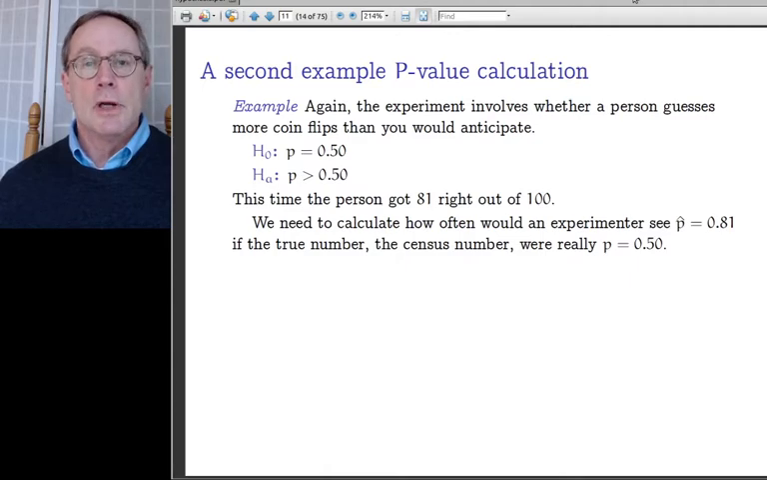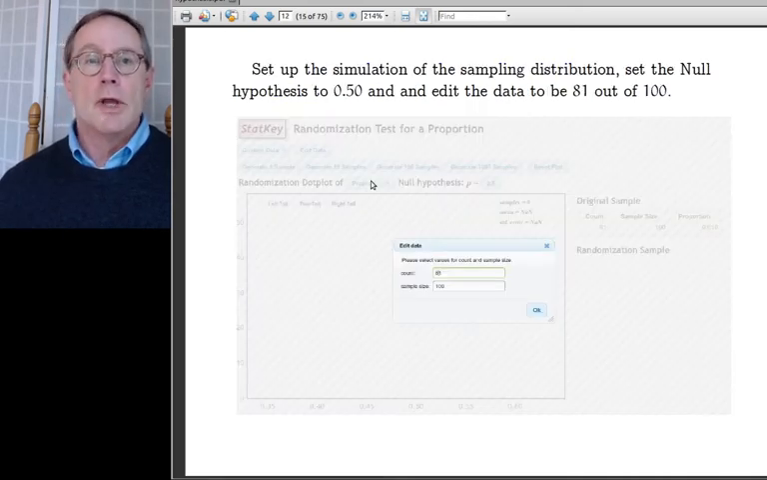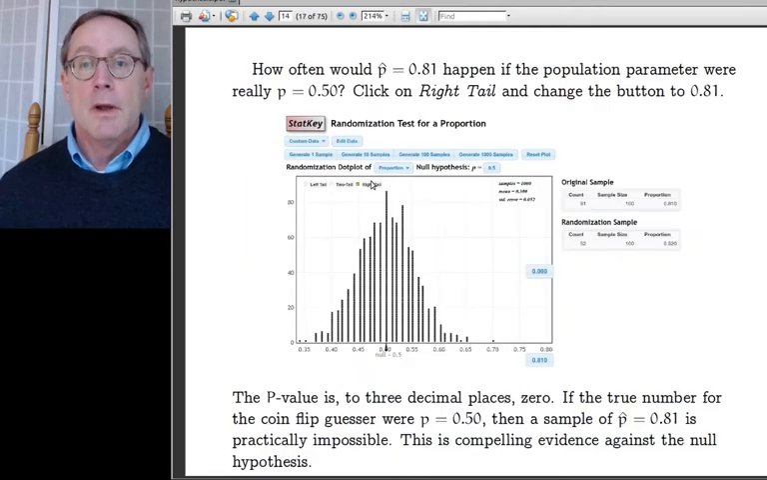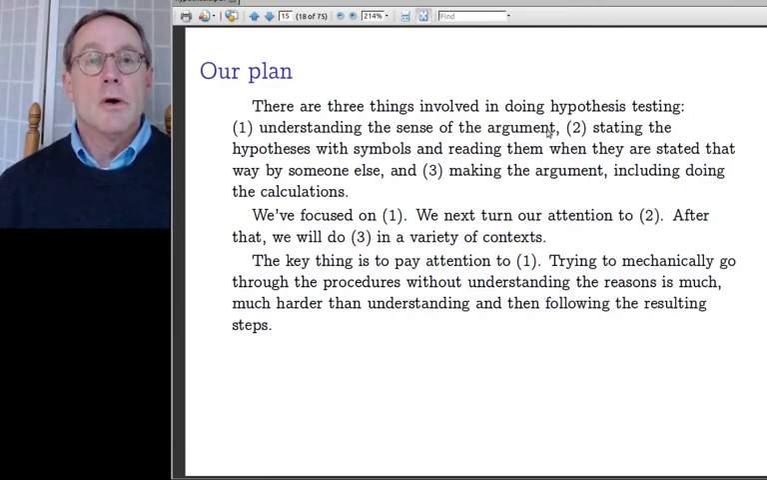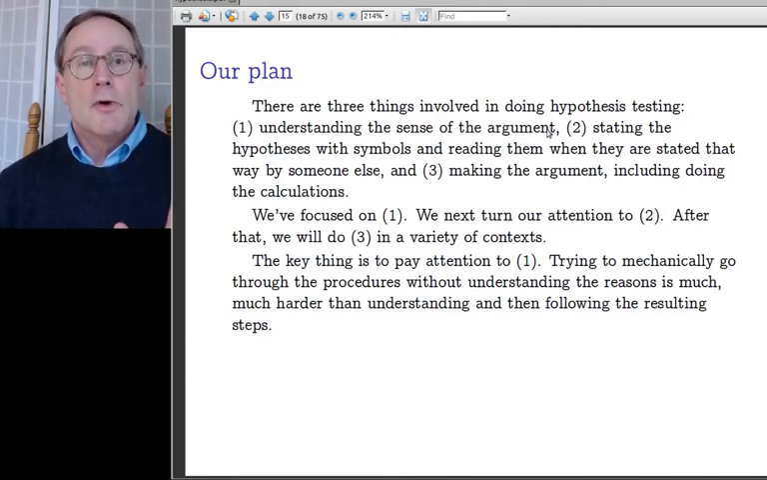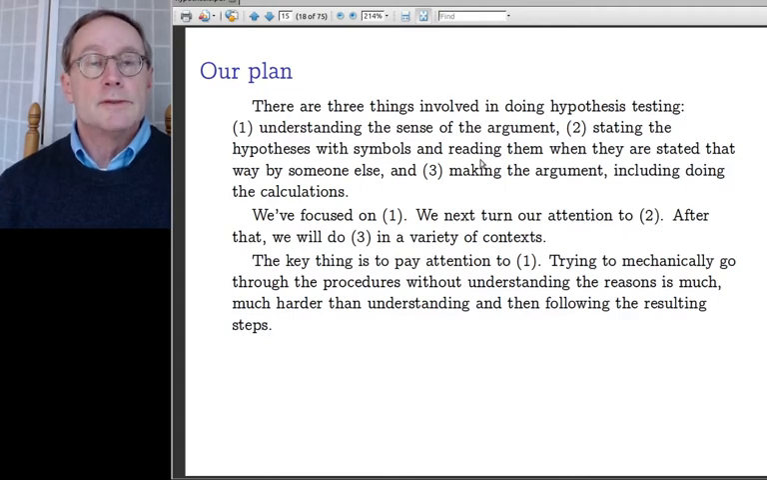One is that we talked about the null and alternative hypotheses, and we use symbols for those. And then the second thing is we talked about how you calculate the numbers that you need for the argument. So overall, there are three things that a person needs to understand this chapter. They have to have a sense of how a hypothesis test argument goes. And at the end of the last video, I talked about how crucial it is that you not try to put numbers in places just by guessing where they go, but instead try to focus on the sense of the argument. Second, you have to state the hypotheses with symbols, and you have to be able to read them when somebody else states them with symbols.